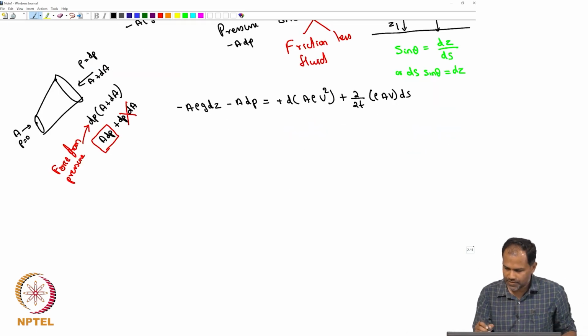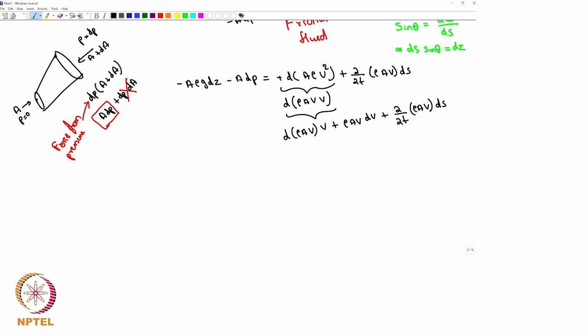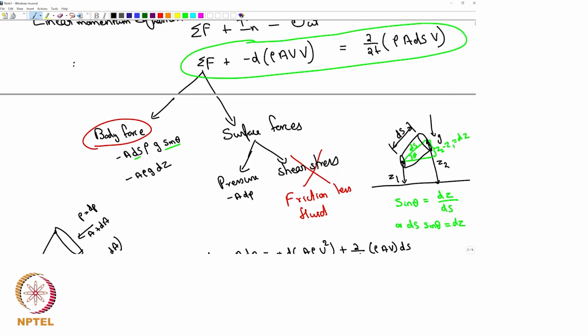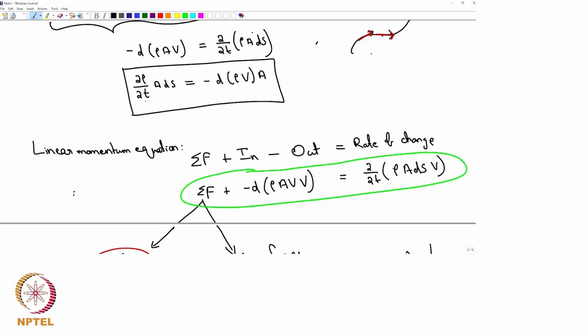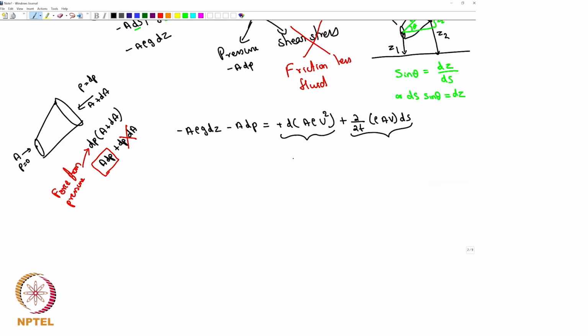Let us expand this. Now, if you look at the mass equation that we have derived, which is that ∂ρ/∂t times A ds is equal to minus d(ρVA), or equivalently ∂ρ/∂t times A ds plus d(ρVA) is equal to 0. Okay, so we have got the right hand side. So, we are going to now simplify the terms on the right hand side using the product rule.